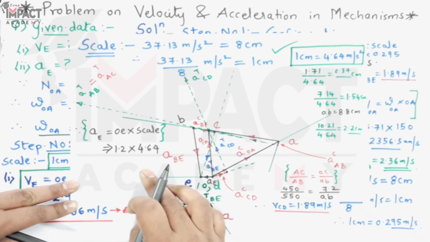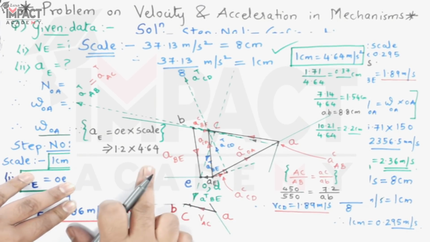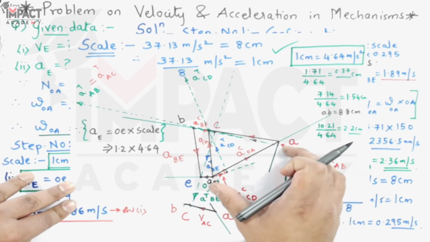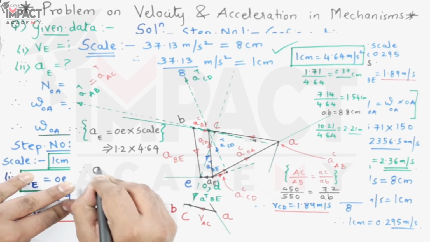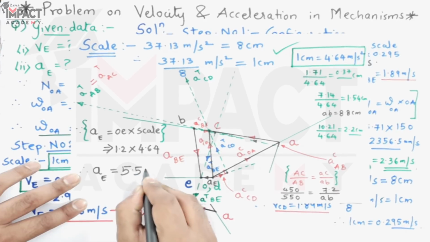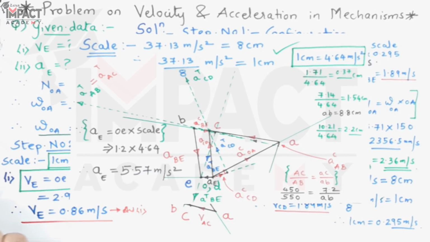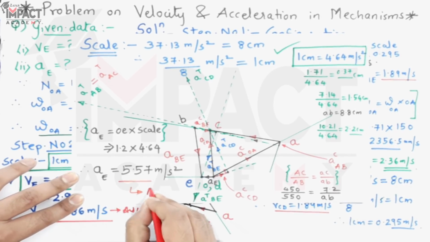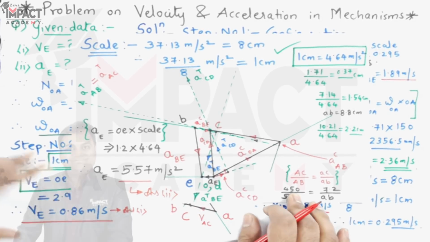So remember, whenever we are finding the acceleration or the velocity, we have to multiply by scale, and if you want to convert the acceleration in terms of centimeters, you have to divide by scale. So therefore this acceleration of the slider comes out to be 5.57, the unit is meter per second square. So that's the second answer, and also the completion of the problem.